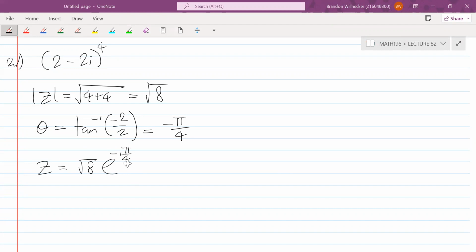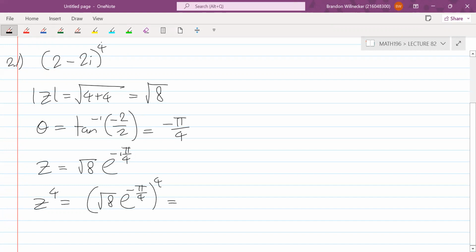Now that it's in polar form, we can raise it to the power 4 much easier. So z to the 4 is going to be (root 8 e to the minus i pi over 4) to the 4. And then the 4 distributes onto those two terms. So it's going to be 8 to the half, to the power 4. So that's going to be 8 squared. And e to the minus, sorry, there's an i there. E to the minus i pi over 4 times 4 is just e to the minus i pi.